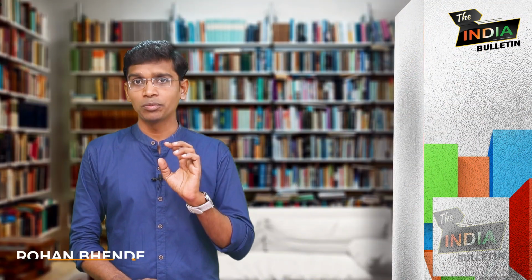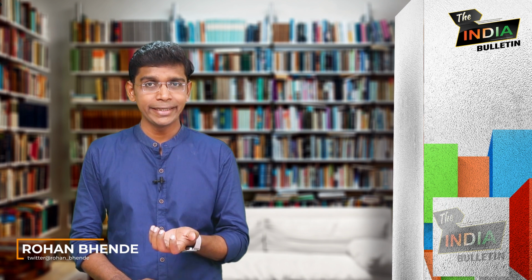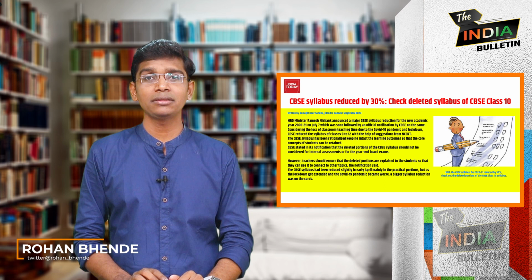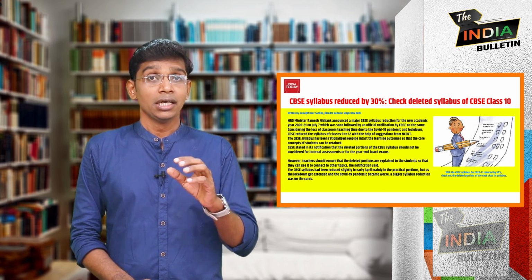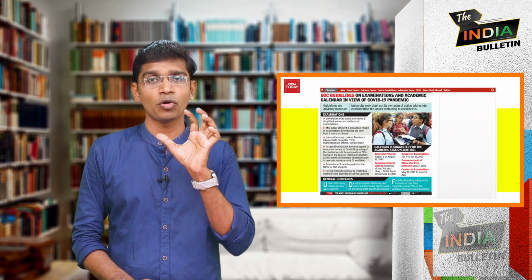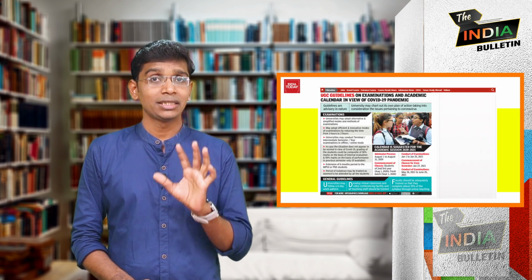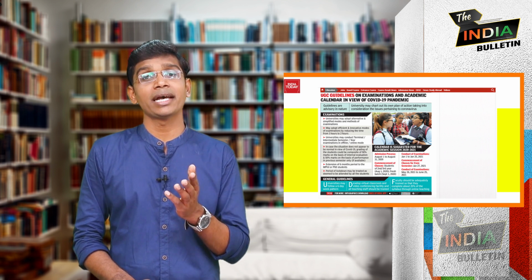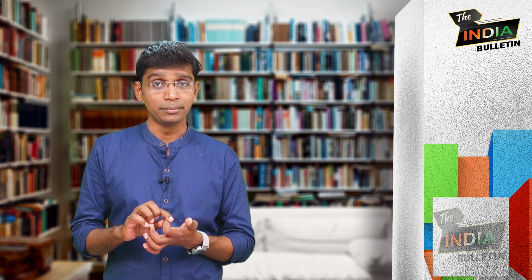The CBSE syllabus had been reduced slightly in early April too, mainly in the practical portion, but as the lockdown got extended and the COVID-19 pandemic became worse, a bigger syllabus reduction was on the cards. The board has revised the economics and political science courses for grades 9 to 12. Chapters completely deleted from the class 11 political science syllabus include federalism, citizenship, nationalism and secularism.